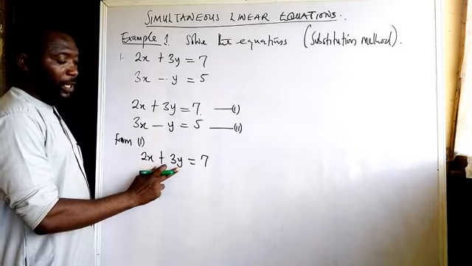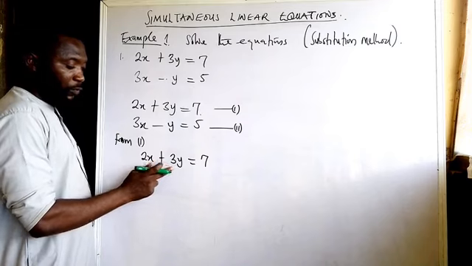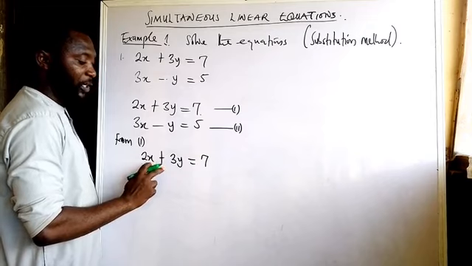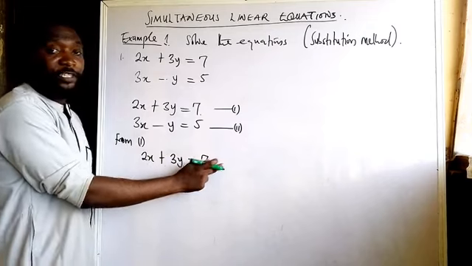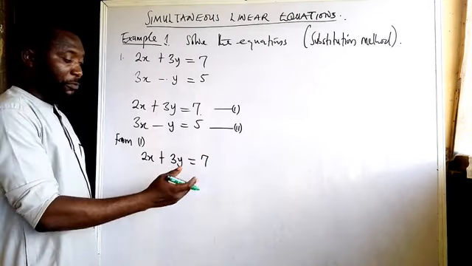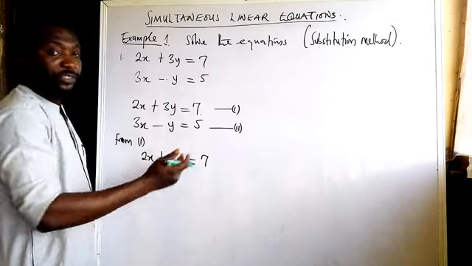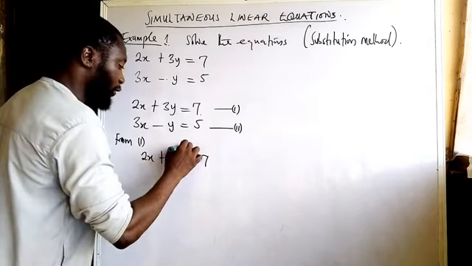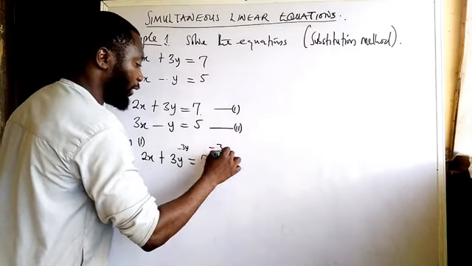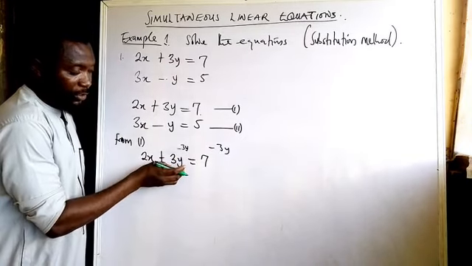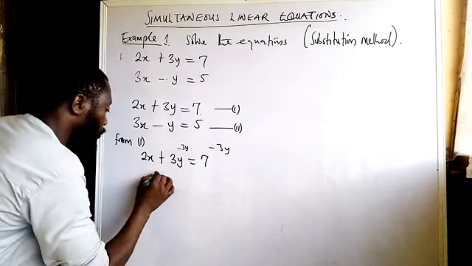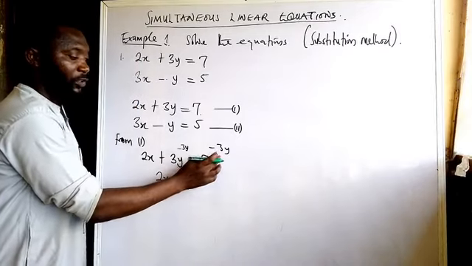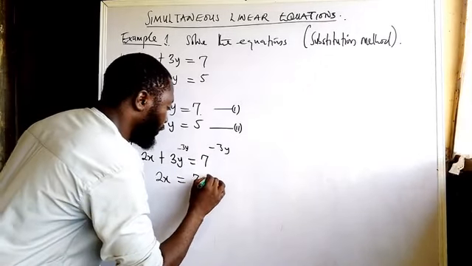Here we have plus 3y. To remove this, you take this 3y to the other side. It is positive, but by the time you take it to the other side, it becomes negative. What that simply means is subtract 3y from both sides. So when you subtract 3y from both sides, on this side it becomes 0. So you have just 2x equals 7 minus 3y.